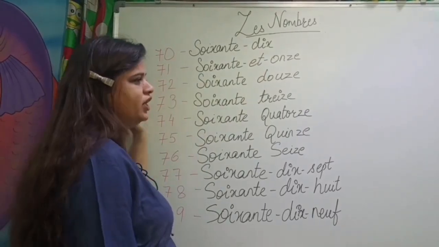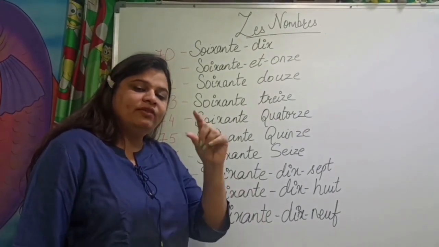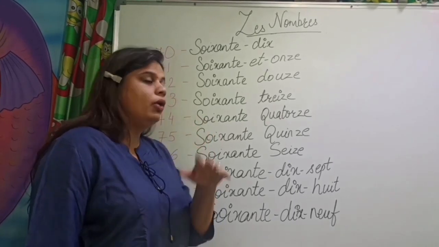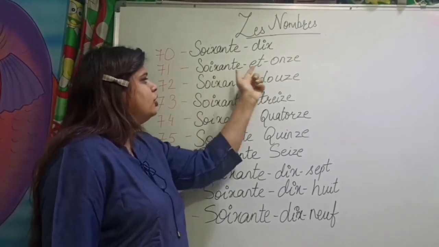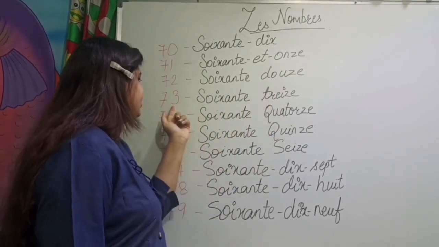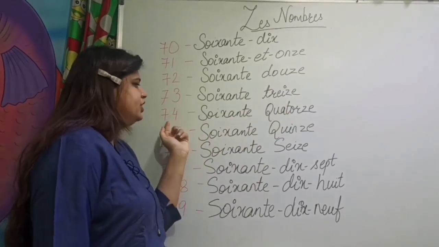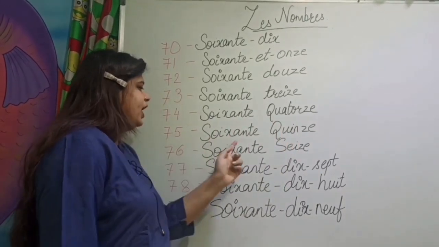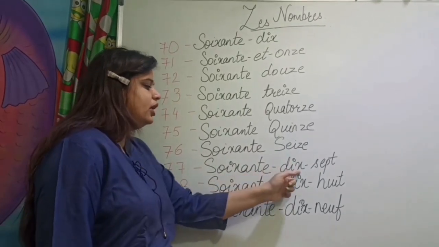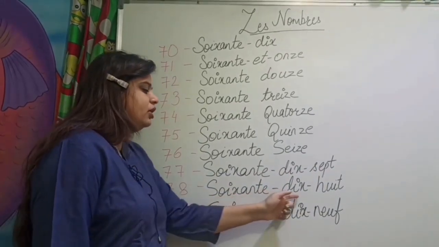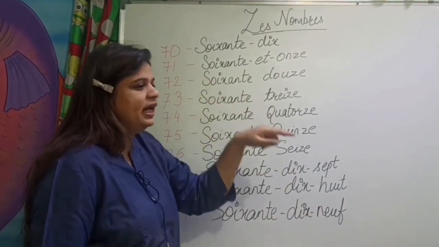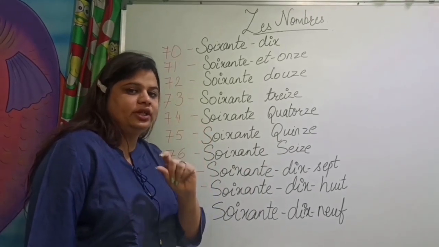Now in 71 we are going to use the numbers of 11, 12, 13. 11 was onze, 12 was douze, 13 was treize. So 71 we are going to write as soixante onze. Then 72 is soixante douze. 73 soixante treize. 74 soixante quatorze. 75 soixante quinze. 76 soixante seize. 77 soixante dix-sept. 78 soixante dix-huit. 79 becomes soixante dix-neuf. So in the line of 71 and 91, we are going to use the line of 11, 12, 13.